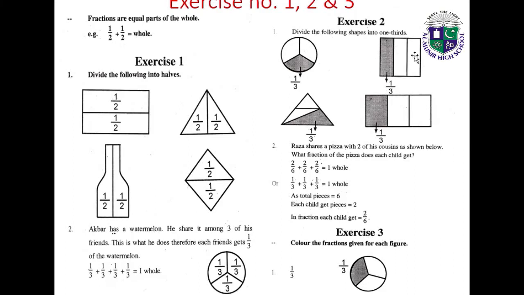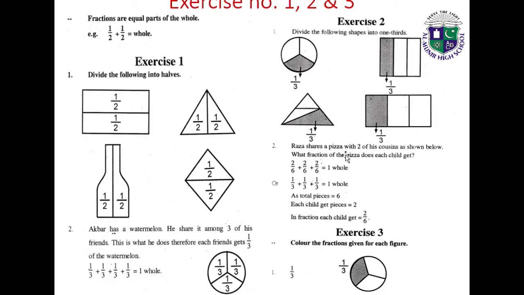Your box is called the square. Next, 1 by 3rd, the part of 1, 2 and 3, one part shaded, so 1 by 3rd is here. 1, 2, 3 triangle, and the one part is shaded, 1 by 3rd is your answer.